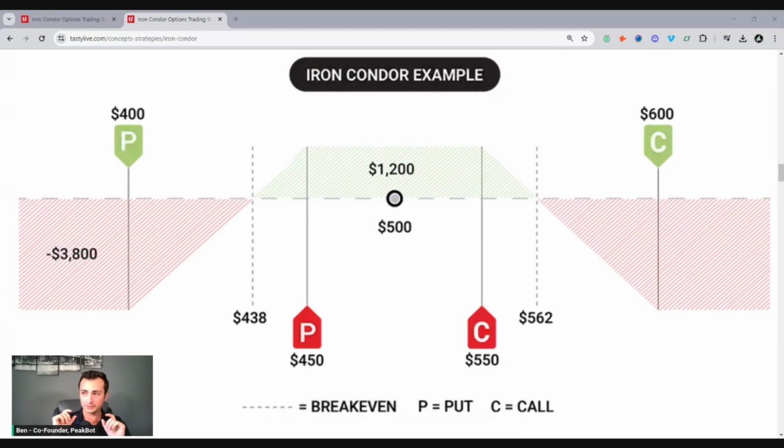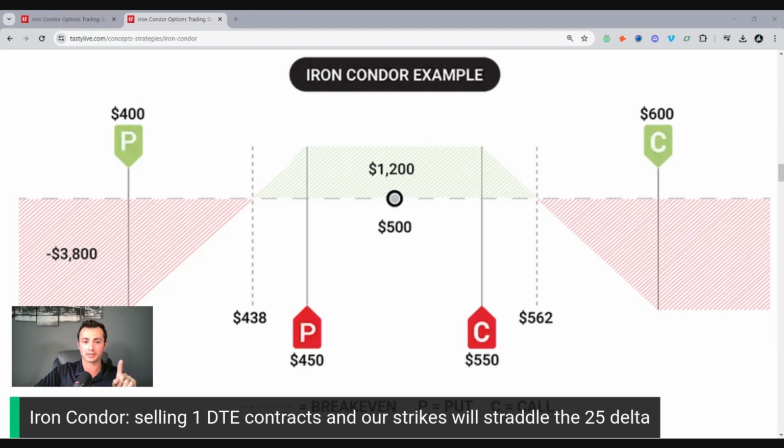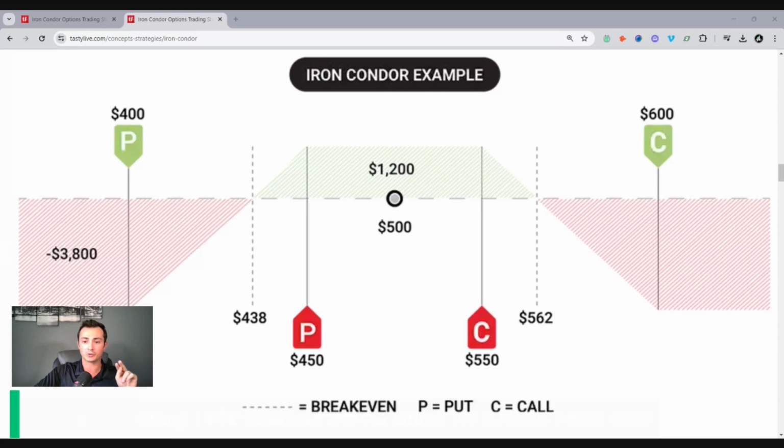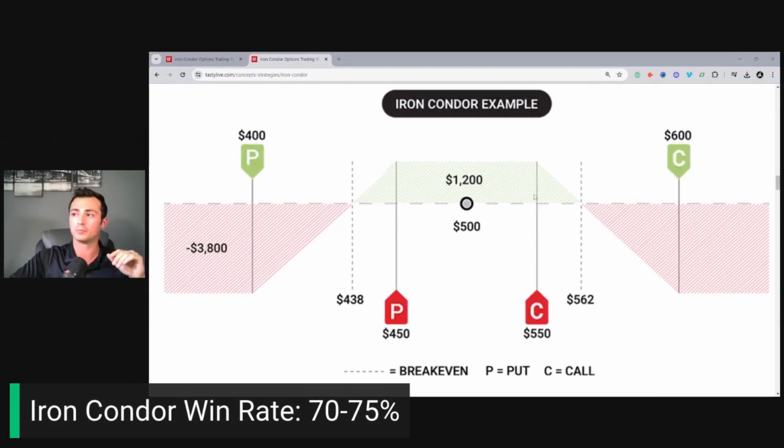So to say it simply, the way that PeakBot trades this strategy is we set up $1 spreads. We are selling 1 DTE contracts. We are straddling the 25 delta. And by straddling the 25 delta, we're giving ourselves roughly a 70 to 75% chance to win this strategy, meaning, to win, the stock price needs to finish between our sold put strike and our sold call strike. When that happens, we'll realize a full win there.